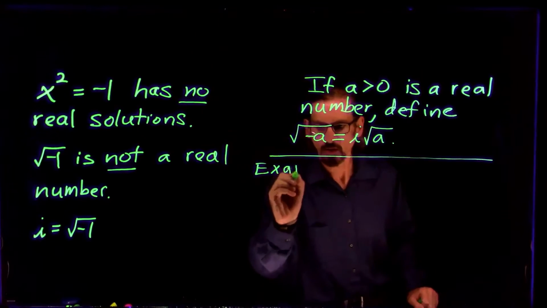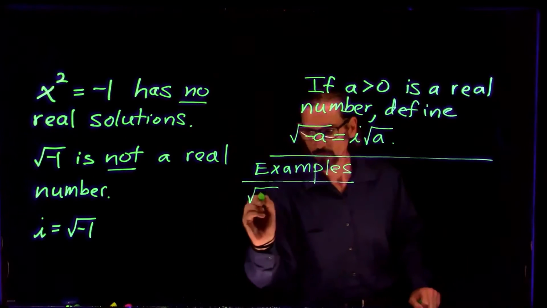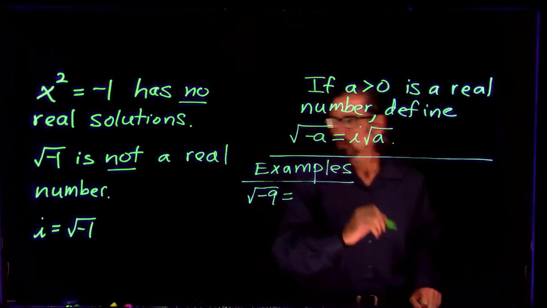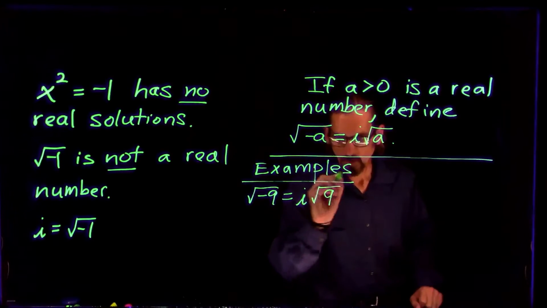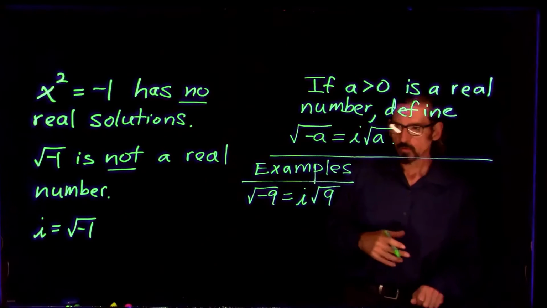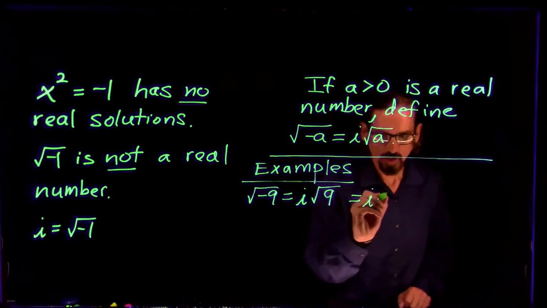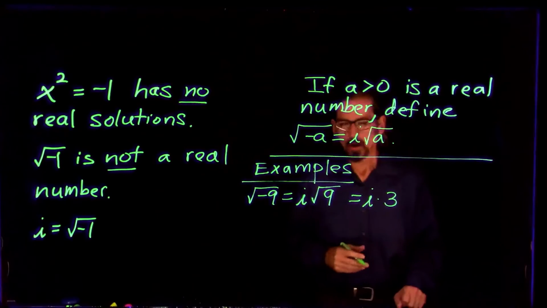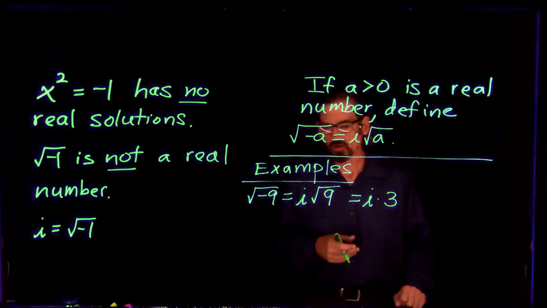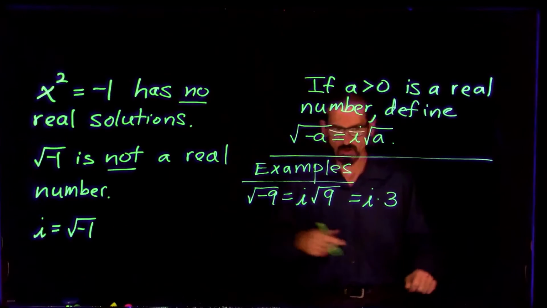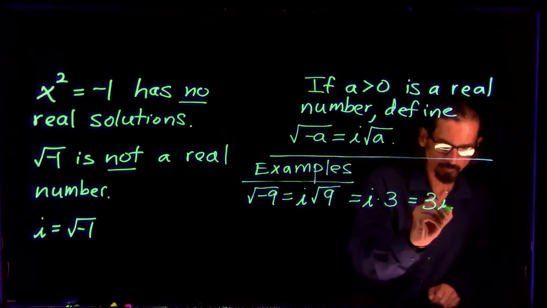Square root of -9 we define as i times the square root of 9. And of course, we already know the square root of 9 is 3. So we have i times 3. However, we don't normally write it this way. We ordinarily place the coefficient, so to speak, in front. So we would write 3i.